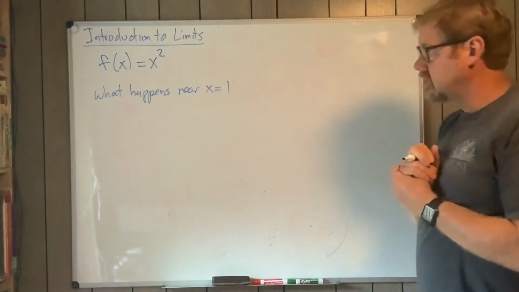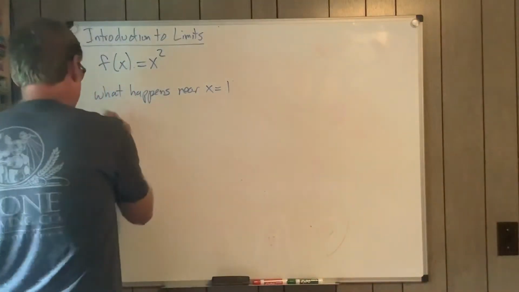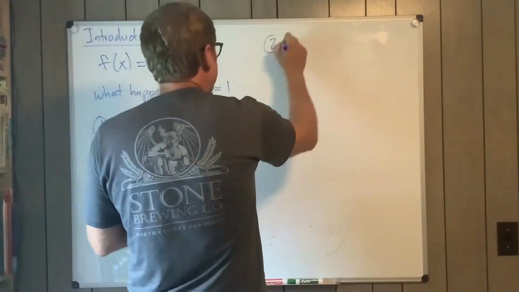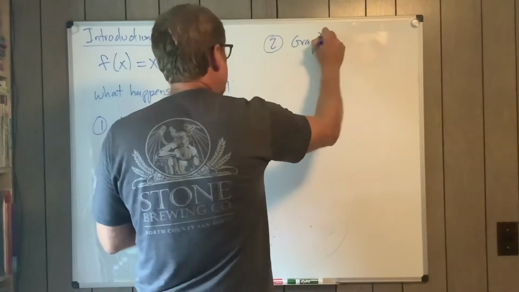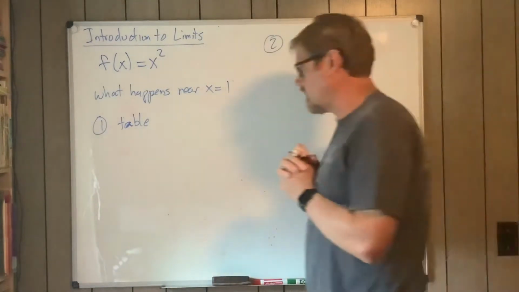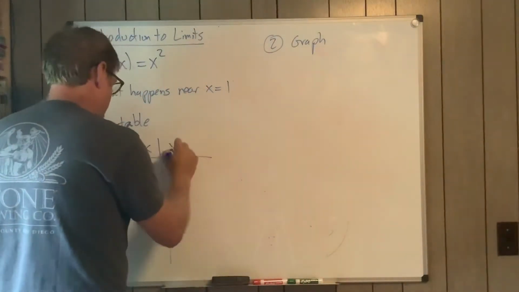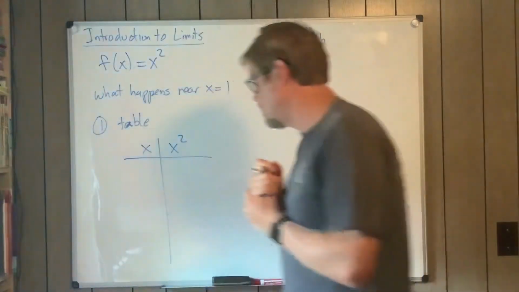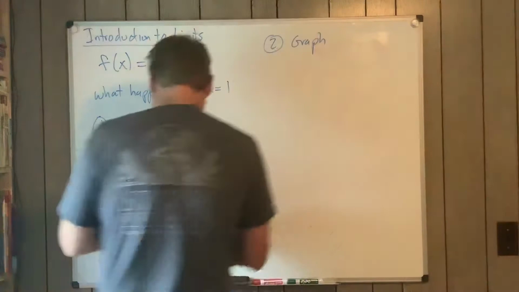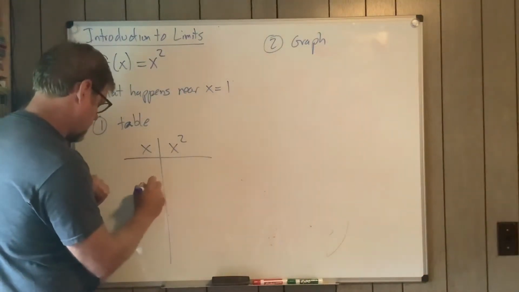All right, so there's two things that I'm going to do. The first thing is going to be a table, and the second thing is going to be a graph. Let's take a look at a table. I'm going to do x and x squared, and I want things near 1.